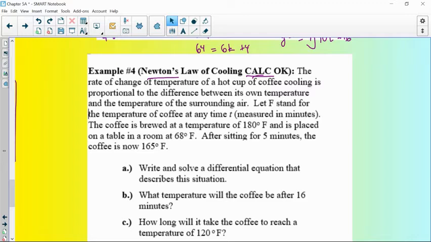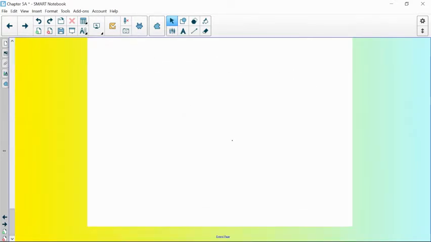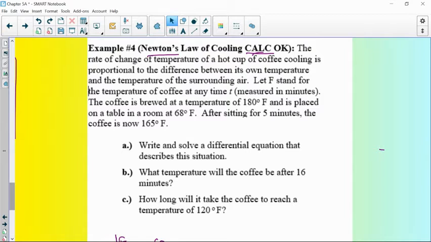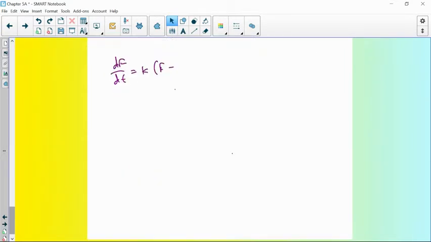Okay, so again, we have a differential equation, right? The rate of change, and it's telling us that F would be our temperature at any point, like for Fahrenheit. So let's say we have dF/dt is proportional to the difference of the temperature and the surrounding air. It says the surrounding air is 68 degrees Fahrenheit. So this becomes our differential equation that we're going to need to solve.